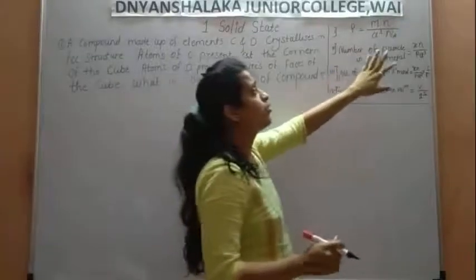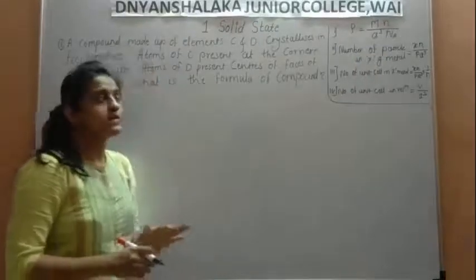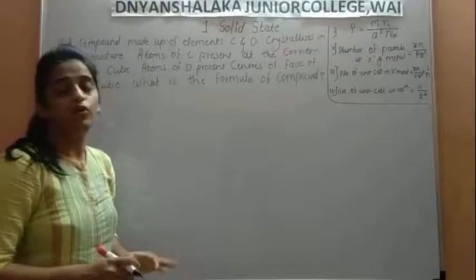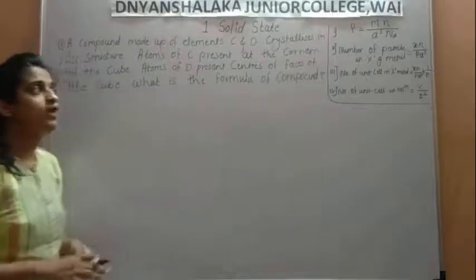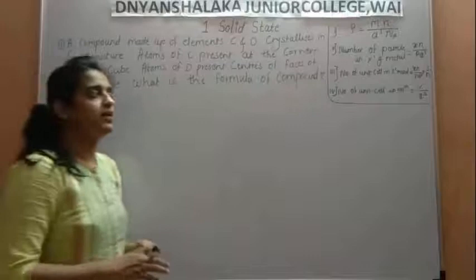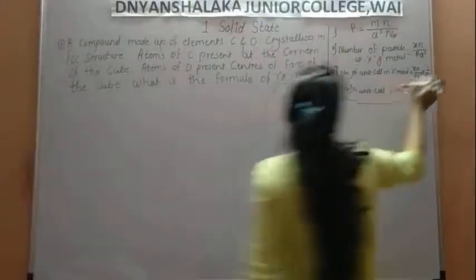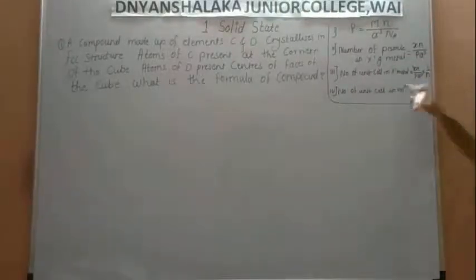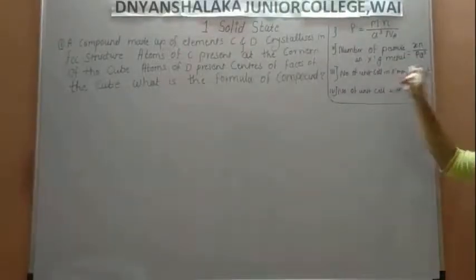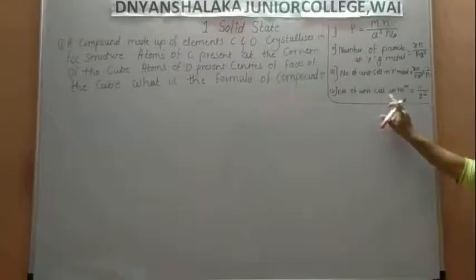Second formula, number of particles in x gram metal, which is equal to x into n upon rho into a cube. Next, third formula, number of unit cells in x gram metal, means x into n upon rho into a cube into 1 upon n. With the help of this formula you find the number of unit cells in x gram metal. Fourth formula, number of unit cells in a volume.